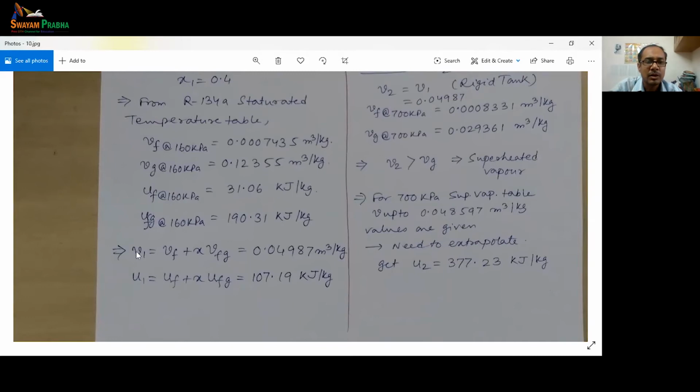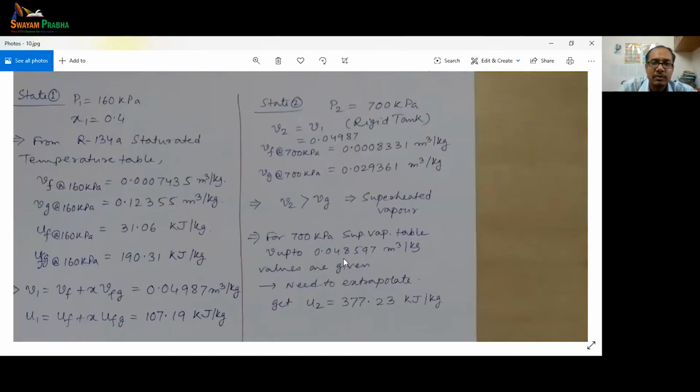So now V1, that means the specific volume at state 1, will be Vf plus dryness fraction or quality times Vfg. Vfg is nothing but Vg minus Vf. We know all the values, so we can find the specific volume at state 1. And similarly, we can find the specific internal energy at state 1, U1. Okay, so these we have found.